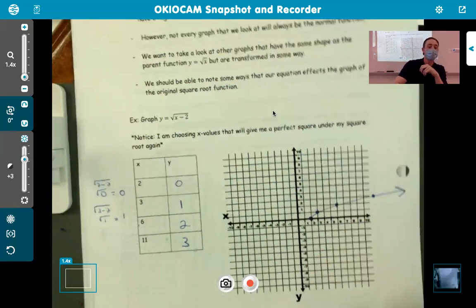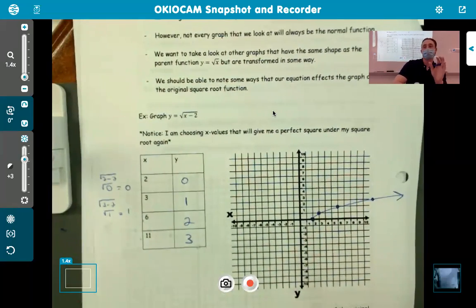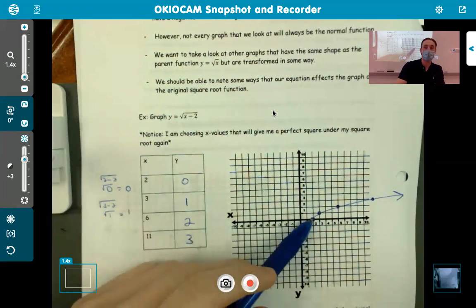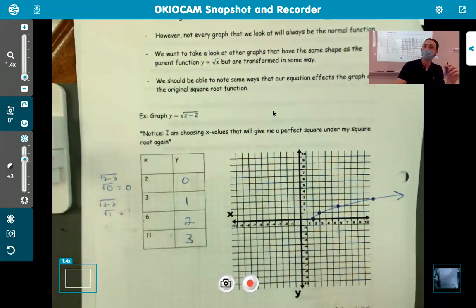If we take a look at the original function, well, first off, any questions up until this point about how I got those values there or my graph? Before I move on.